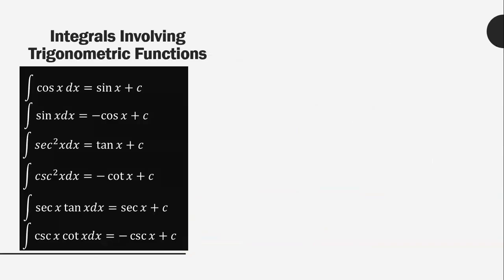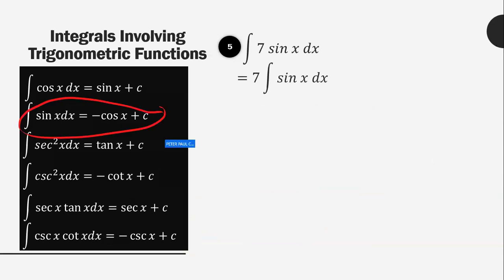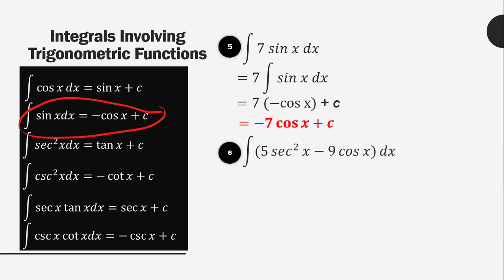Next, the integral involving trigonometric functions. So we have the integral of 7 sine x dx. So we put 7 in front using this formula. Okay, the answer is negative cosine x. Then we multiply the negative sign to 7. So that's negative 7 cosine x plus c.